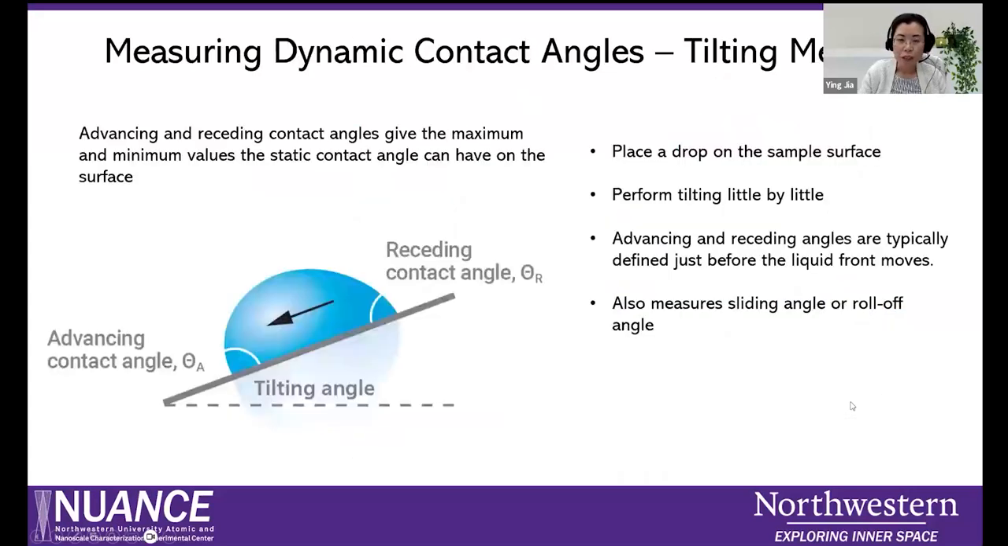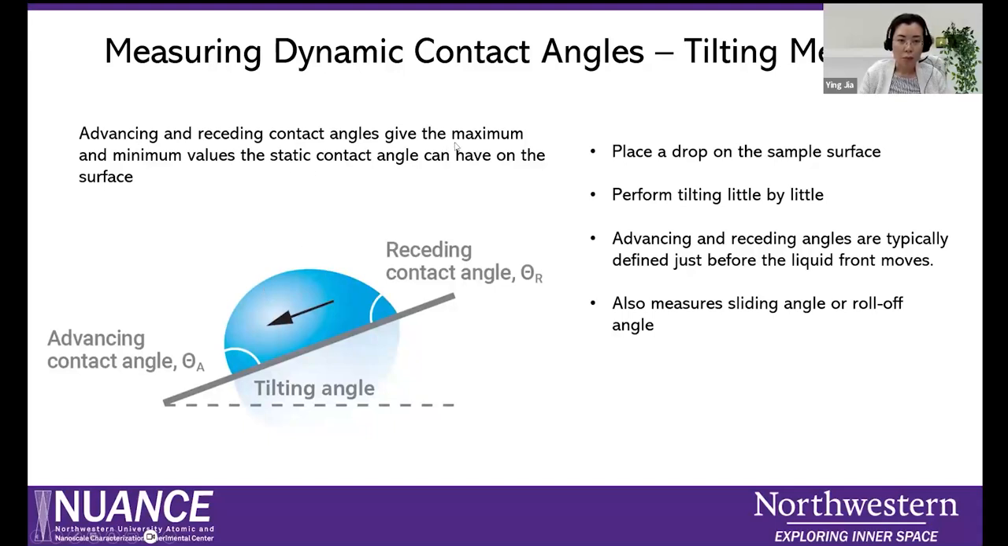Okay. Referring to dynamic contact angle usually means two terms: the advancing contact angle and the receding contact angle. The advancing contact angle is the maximum value a static contact angle can have, and the receding is the minimum value the contact angle can have on the surface.